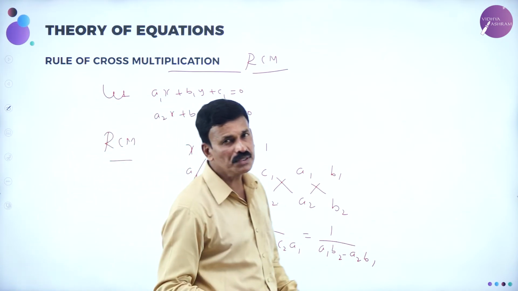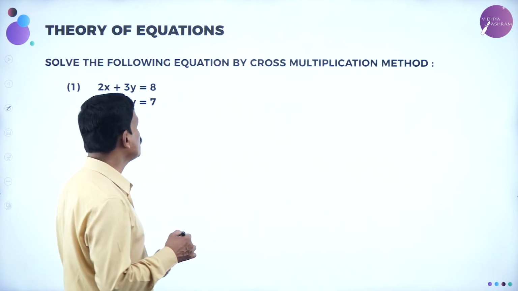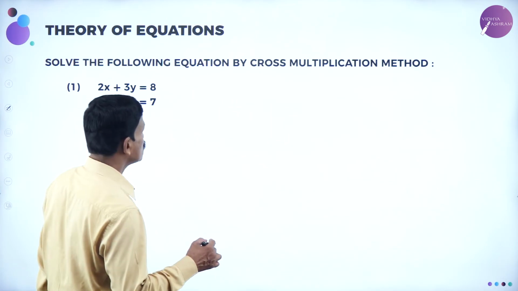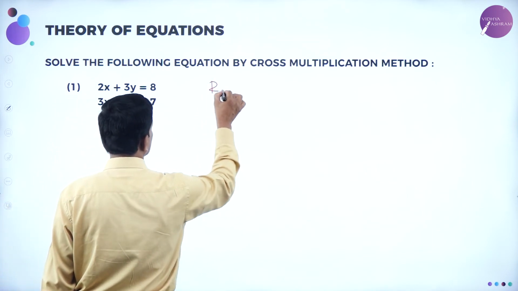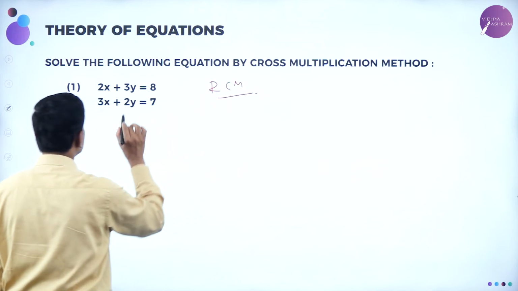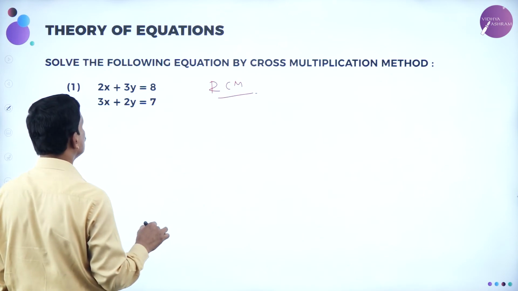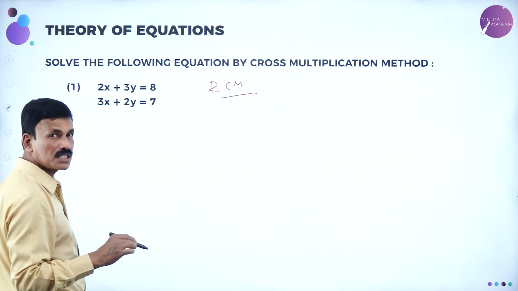Okay. Now, let me take one problem. Solve the simultaneous equations by the method of cross multiplication, RCM, rule of cross multiplication. What is given? 2x plus 3y is equal to 8 and 3x plus 2y is equal to 7.